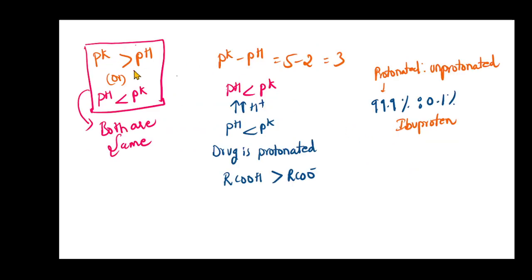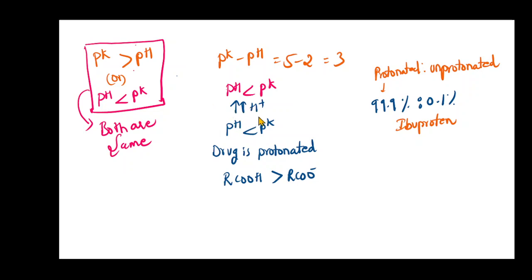See, pKa greater than pH or pH less than pKa, both are the same, right? See here, pKa is how much? 5. Minus pH, how much? 2. Ibuprofen pKa value is 5, pH value is 2. 5 minus 2, how much? 3. So pH is less than pKa. If pH is low, it means it is an acidic medium, and ibuprofen is a weak acid.